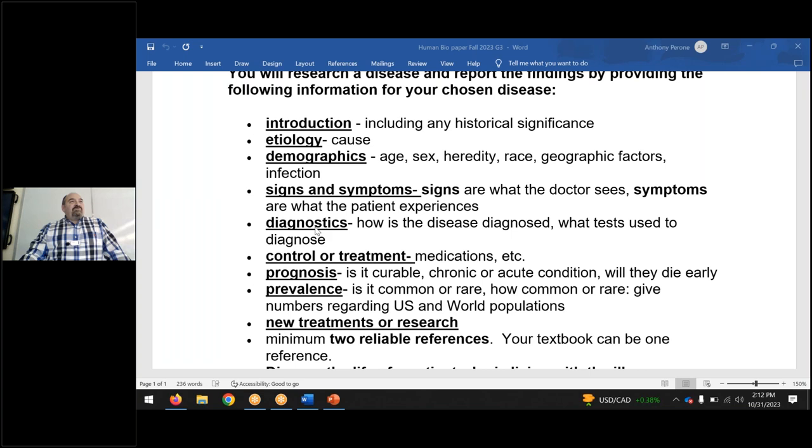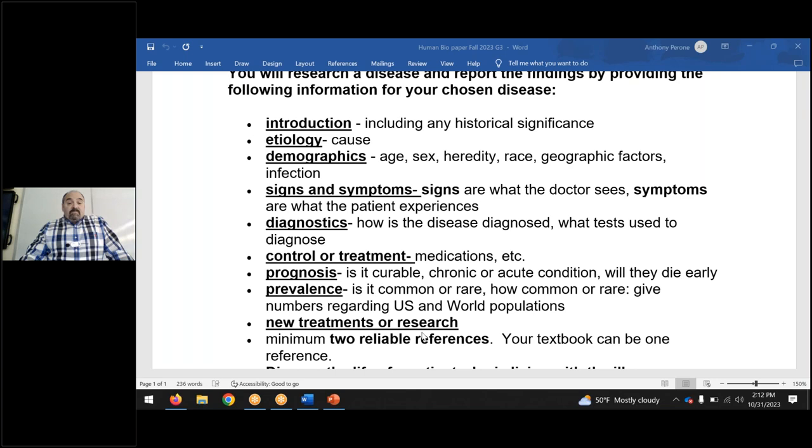Signs and symptoms, right? Diagnostics, how we're determining whether a person has this illness, any type of treatment, and any type of prognosis. What does it look like for someone who actually has this disease? Will they recover, or will this be a chronic illness, or possibly even an acute illness that could kill them? We don't know, so you'll tell us. You'll also cover the prevalence within the United States and throughout the world, and new treatments or research.